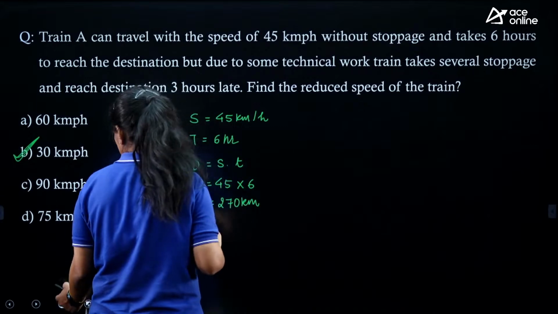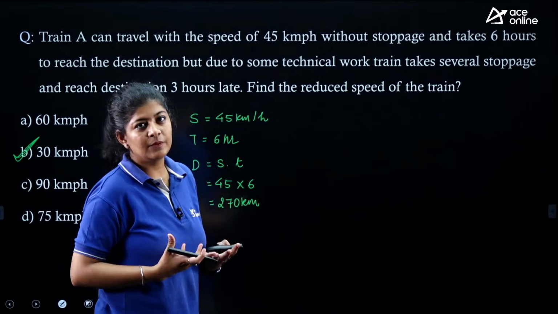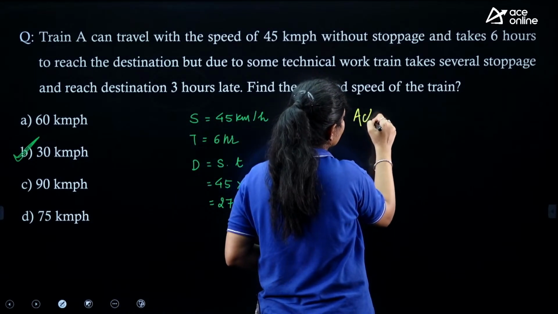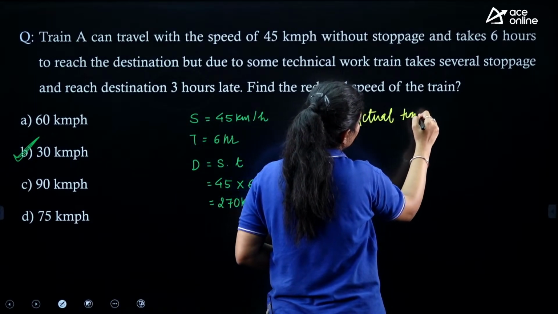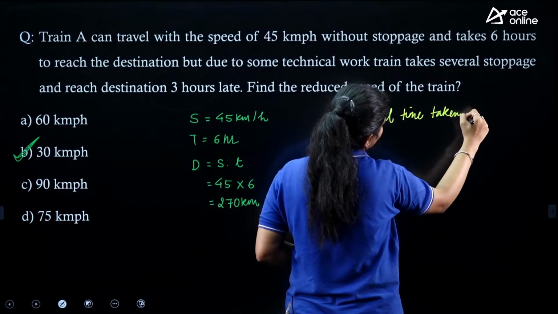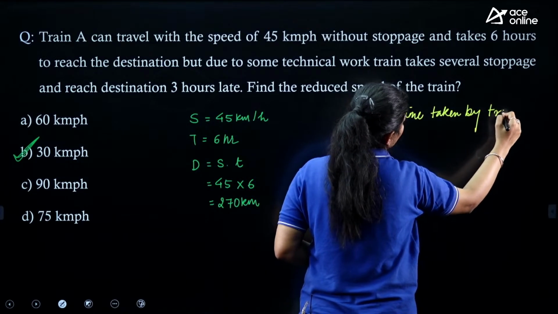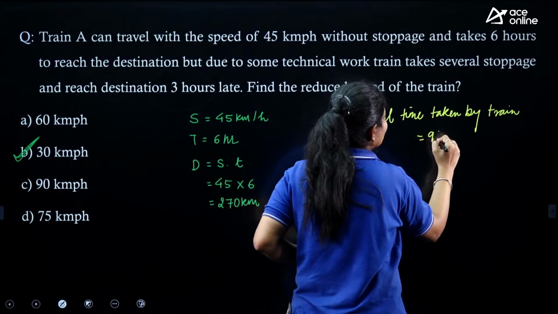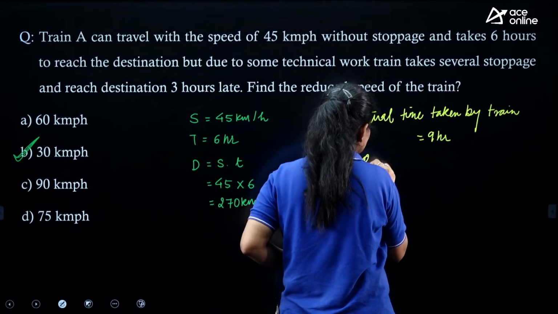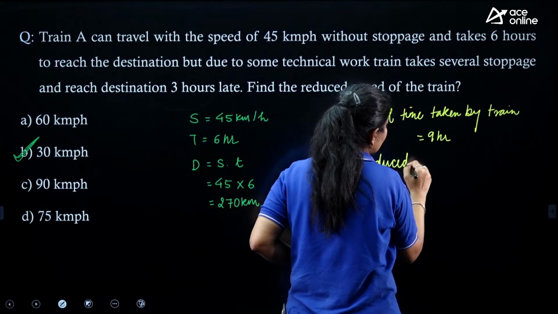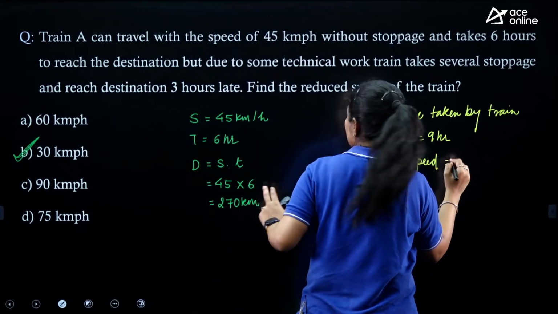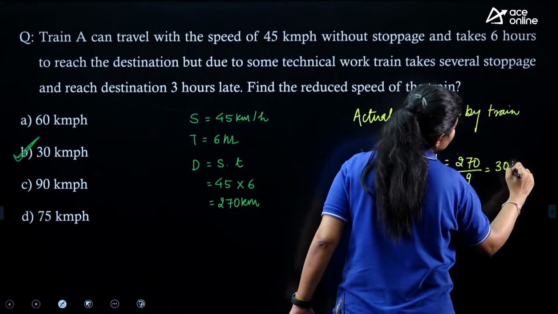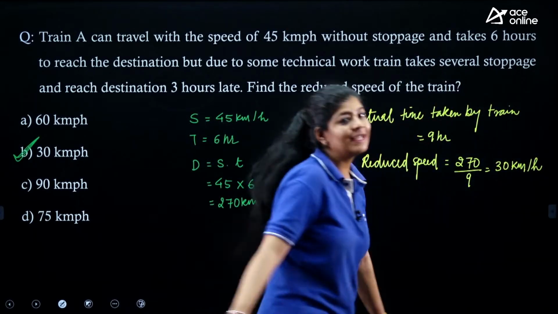But due to some technical work, the train got delayed by 3 hours. That means now the actual time taken by the train, initially it is taking 6 hours, 3 hours more, that means a total of 9 hours. Now the reduced speed, or we can say the new speed: the train needs to cover a distance of 270 in a span of 9 hours. That means the reduced speed that we got over here is 30 kilometers per hour.